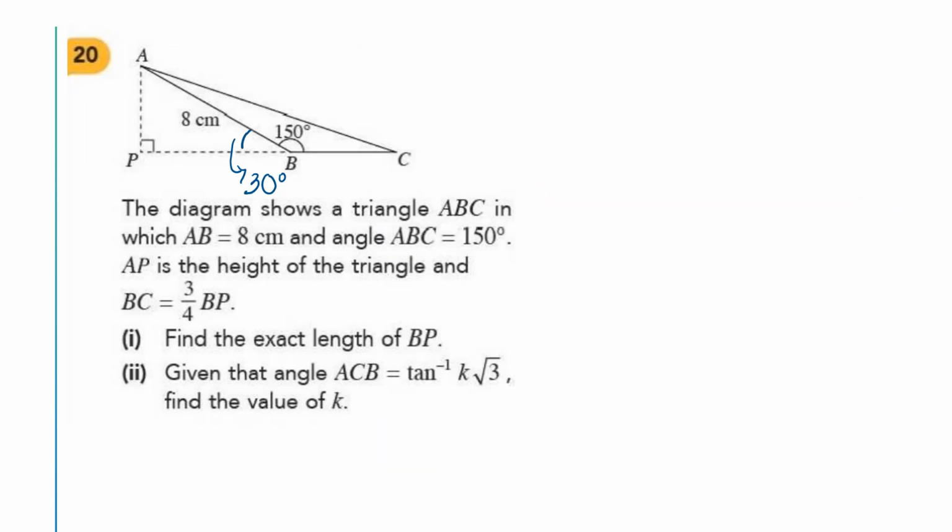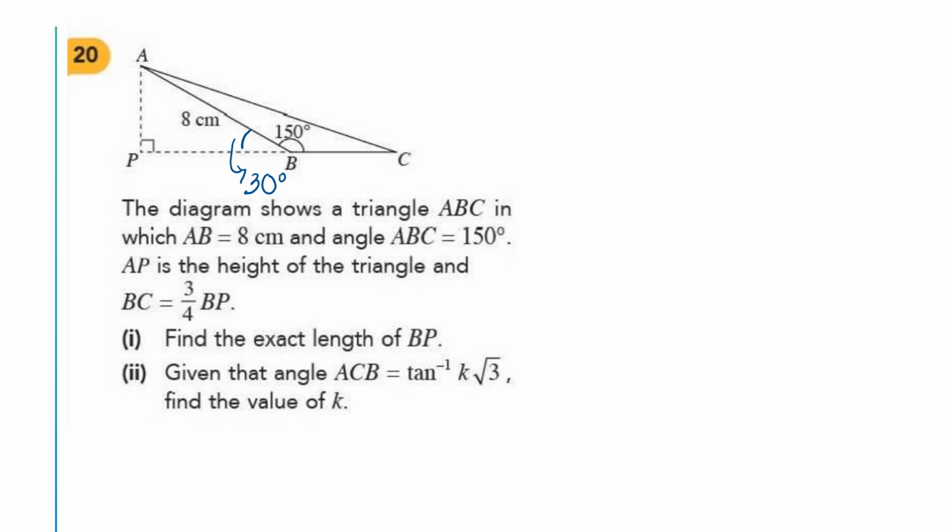Right, let's look at question 20. Question 20 is a very popular kind of exam question. You're given the diagram, which shows a triangle ABC in which AB is 8 centimeters, angle ABC is 150 degrees. You're given AP is the height of the triangle, and you're given a ratio that BC is 3/4 BP. We're asked in part 1 to find the exact length of BP.